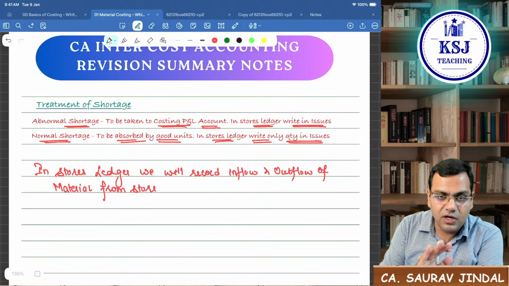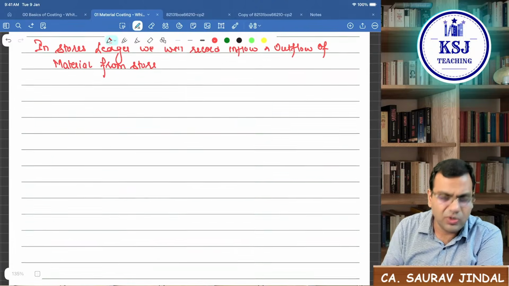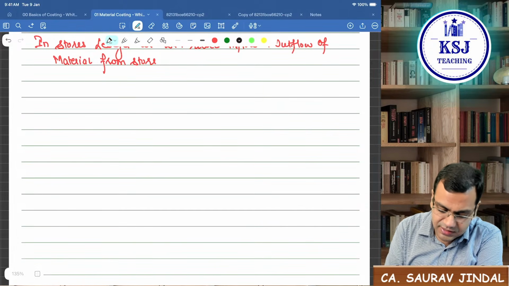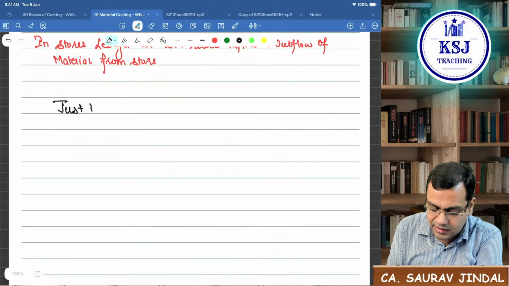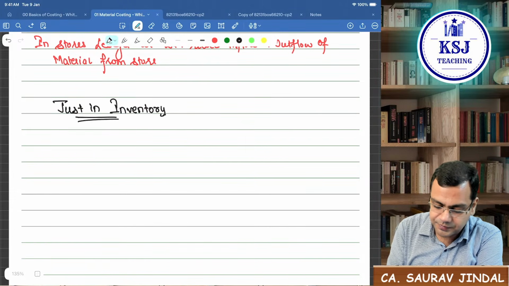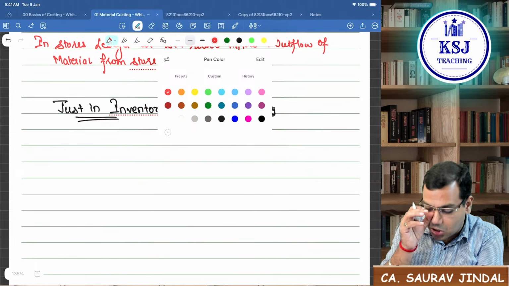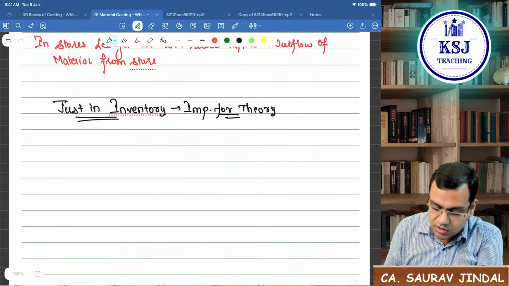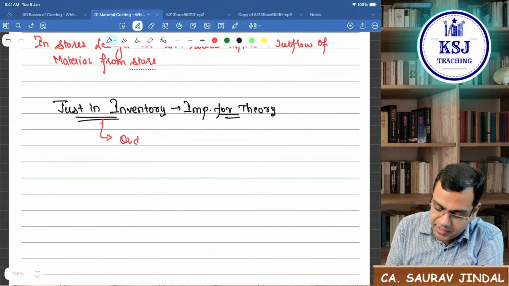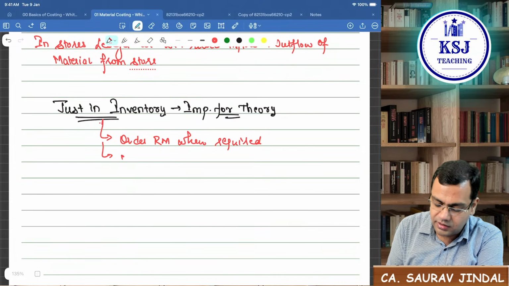With this I have covered almost all the major concepts. One small theory concept I'll discuss again is just-in-time inventory. This is only theory, important for theory purposes. What is just-in-time inventory? We will not keep the stock. We will order raw material when required. No stock carried.